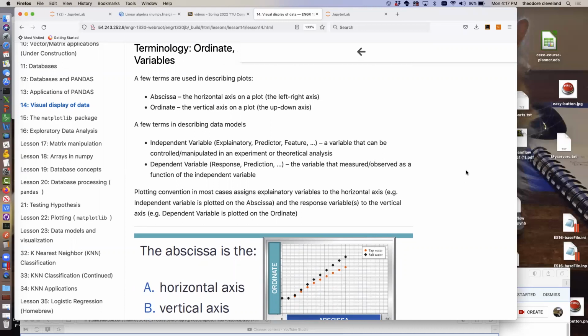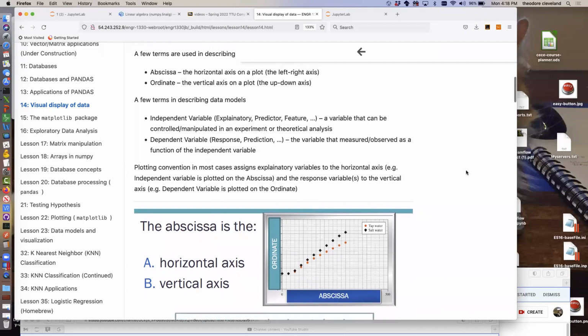So the plotting convention in most cases assigns the explanatory or the predictor or the feature or the independent variables to the left-right axis. Not always, but most of the time. And then the response variable or the prediction variable or the dependent variable is assigned to the up-down axis. Again, most of the time, not always.